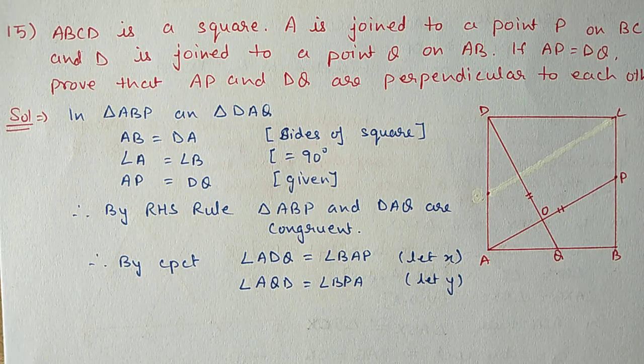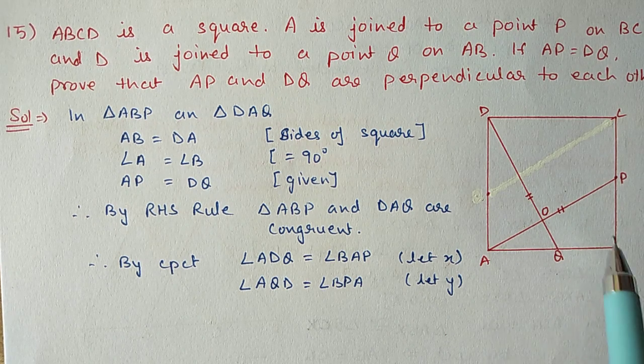Next question number 15. ABCD is a square. A is joined to a point P on BC and D is joined to a point Q on AB. If AP is equal to DQ, prove that AP and DQ are perpendicular to each other. So first of all, we'll draw the figure.